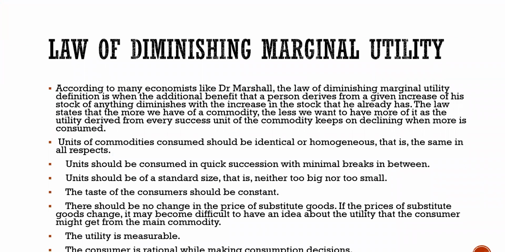So the utility is measurable. The consumer is rational while making consumption decisions. So are there any clarifications regarding utility, total utility, marginal utility, and the law of diminishing marginal utility?